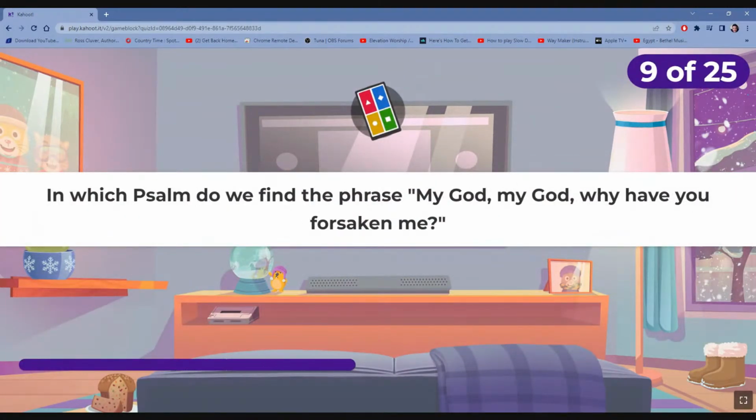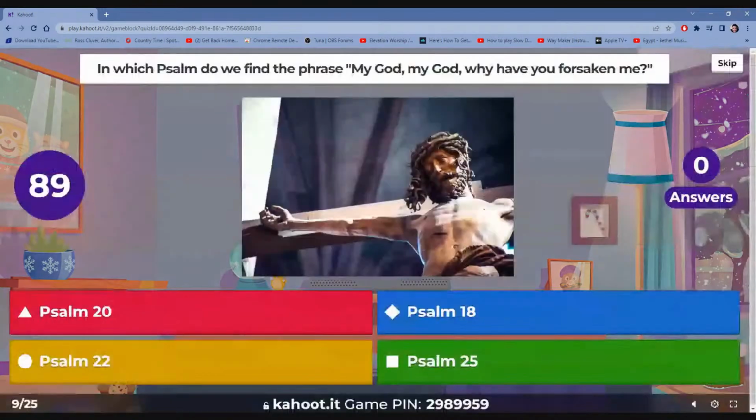In which psalm do we find the phrase, my God, why have you forsaken me? Red, Psalm 20. Blue, Psalm 18. Gold, Psalm 22. Or green, Psalm 25. And this is the messianic prophecy. Jesus, when he said it on the cross, was pointing to the psalm. And the Christian would argue that he said it because he wanted to alert all those who were watching to the prophecy of his completing what he needed to do as the Messiah.